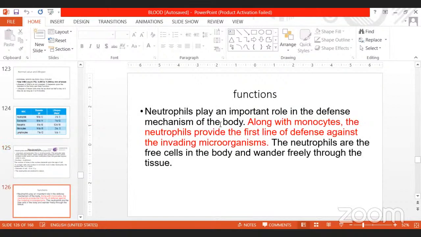Its function is that it plays an important role in the defense mechanism of the body. Along with monocytes, the neutrophils provide the first line of defense against invading microorganisms. So first line of defense is the most important point we have to remember about the neutrophil. The neutrophils are free cells in the body and wander freely through the tissues.